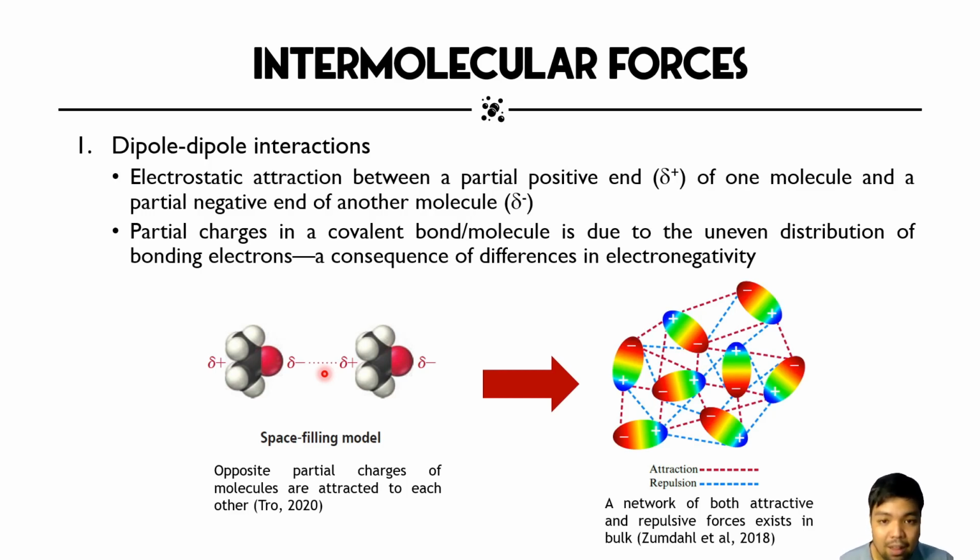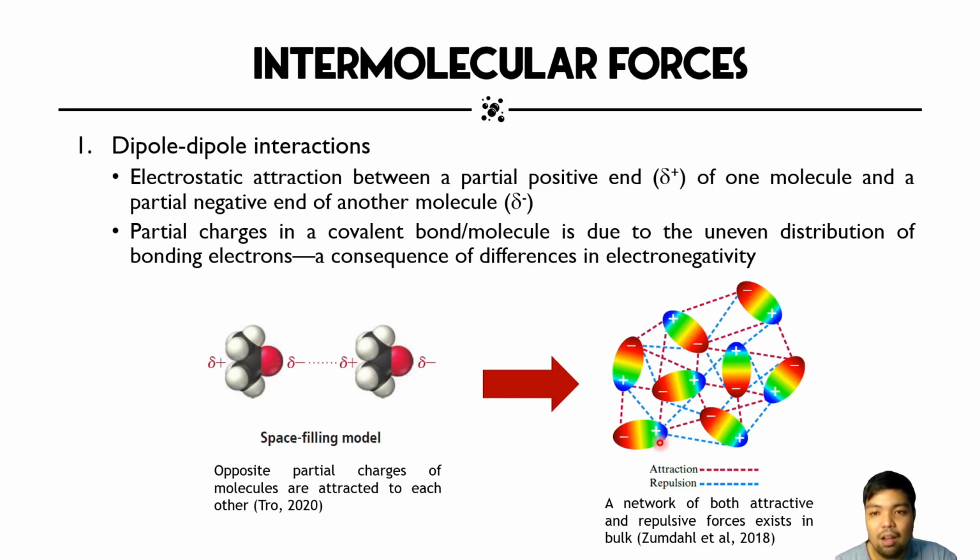So remember that opposite charges attract and same charges repel each other. That is also applicable to your partial charges. A partial negative charge will be attracted to a partial positive charge and vice versa, while a partial negative charge will repel a fellow partial negative charge. Same goes with a partial positive charge.